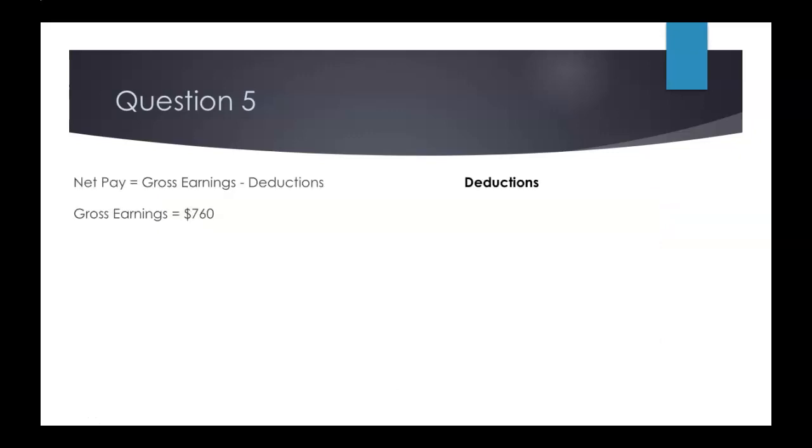Now we need to figure out the net pay. Well, we have the equation there for net pay. It's your gross earnings, which we just found, minus our deductions. So deductions are things like taxes, voluntary deductions, right? So we need to figure out what her deductions were for this pay period.